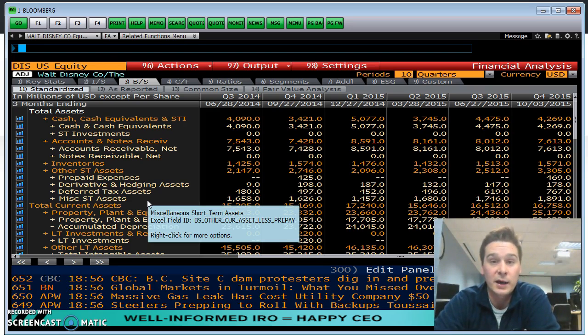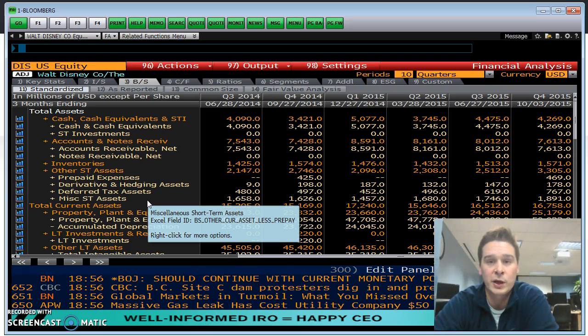So today's lesson is the FA screen. Write that one down. Use it often. It's really going to help you out as you progress, as you research more companies. This is the one that I will go to, probably second or third when I'm looking at a company, and probably spend the most time on compared to any of the other screens that Bloomberg has.